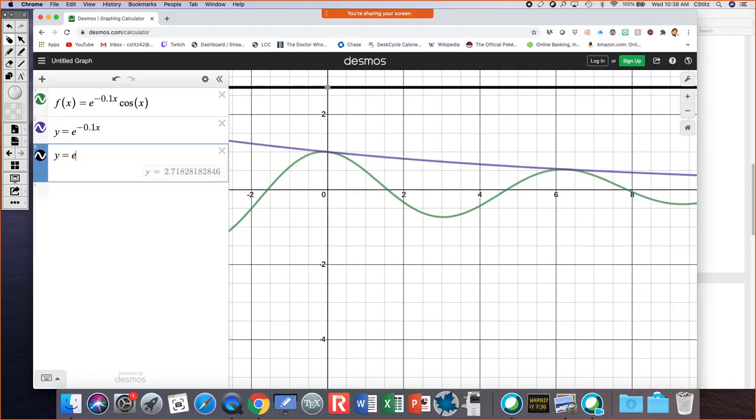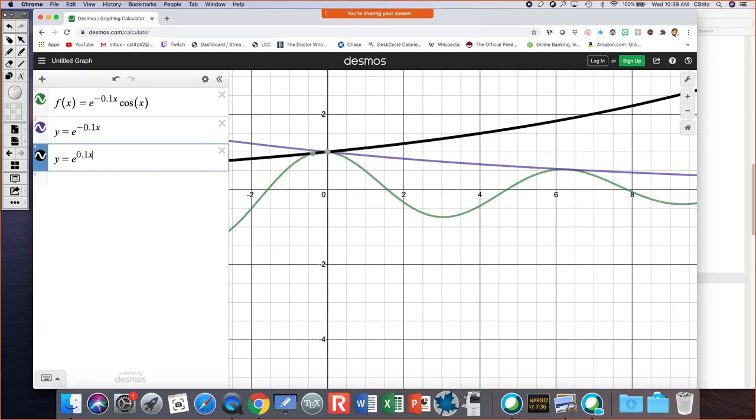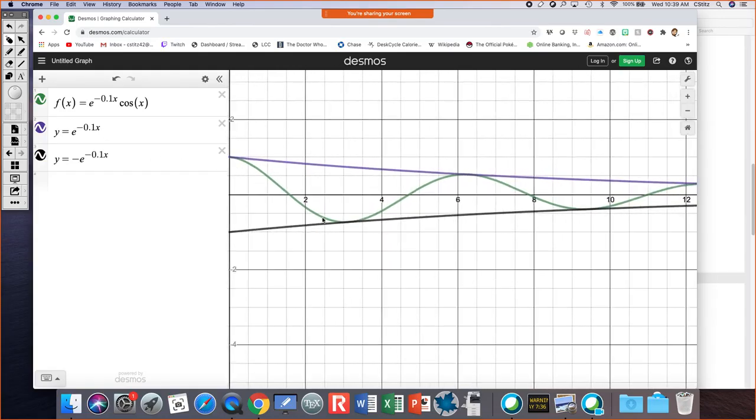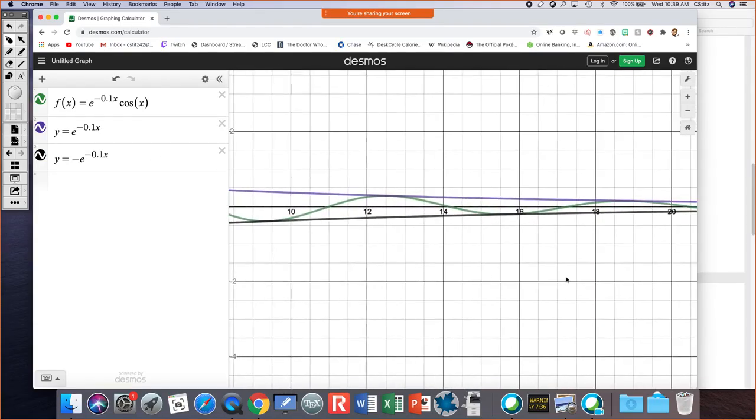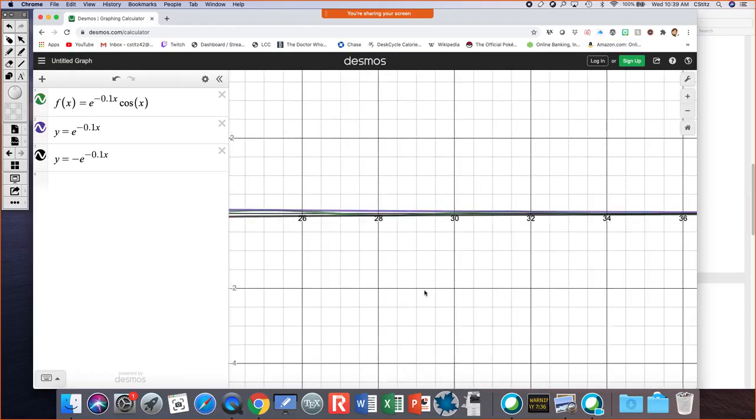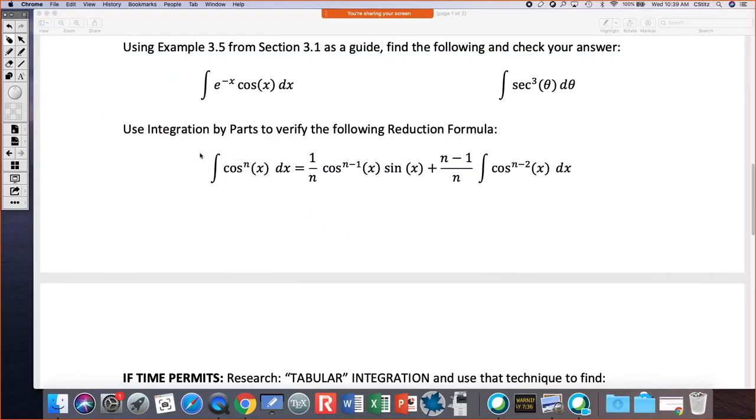and e to the 0.1x, negative 0.1x, you see what's happening here is that these exponential functions are attenuating that curve. So if you have a frequency or broadcasting, it's not going to always have the same amplitude. The amplitude will decay as the energy decays. So these types of functions are really important. So let's see how we integrate them.